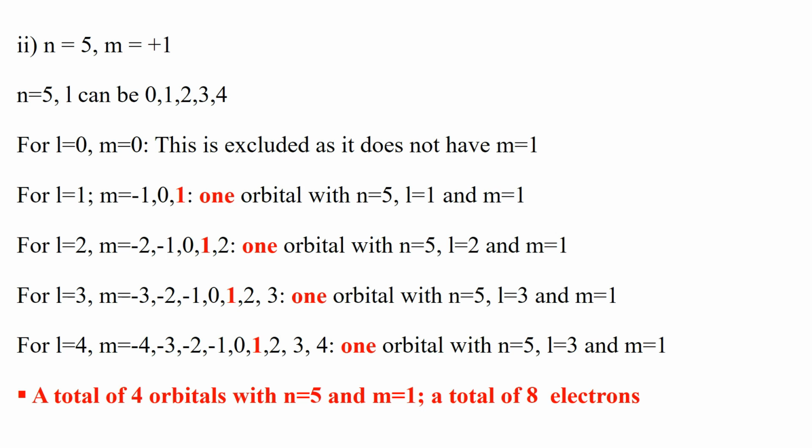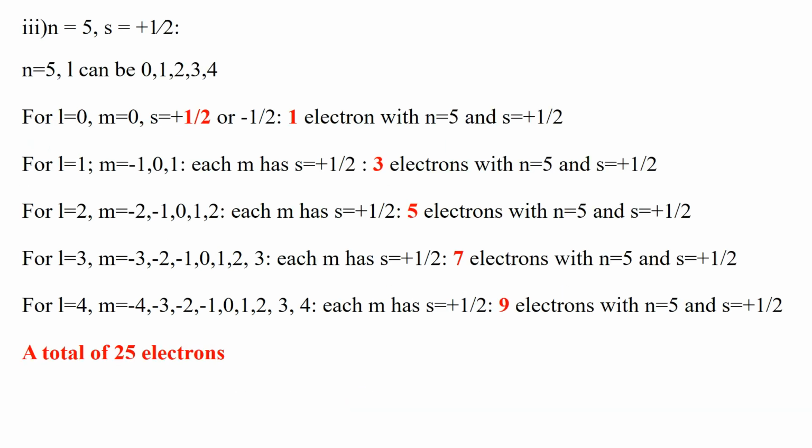Now for S is equal to plus 1 over 2 and N is equal to 5. So we need to look for orbitals with N is equal to 5 and also they have S is equal to plus 1 over 2. So L can be 0, 1, 2, 3, 4. Then for L is equal to 0, M is equal to 0, S is equal to plus 1 over 2. That is 1 electron. Because when you are talking about plus 1 over 2, it means it's the spin of 1 electron. Here we are not going to multiply by 2 because they have given the spin. And the plus 1 over 2 is only 1 electron which is spinning, not 2 electrons.